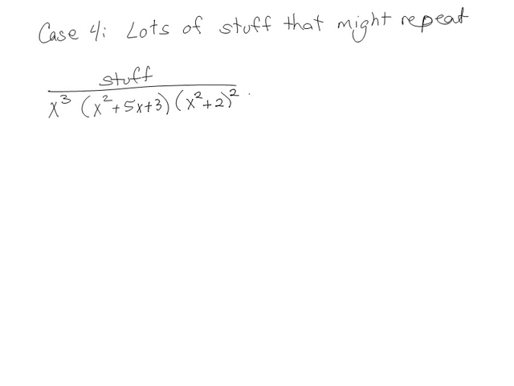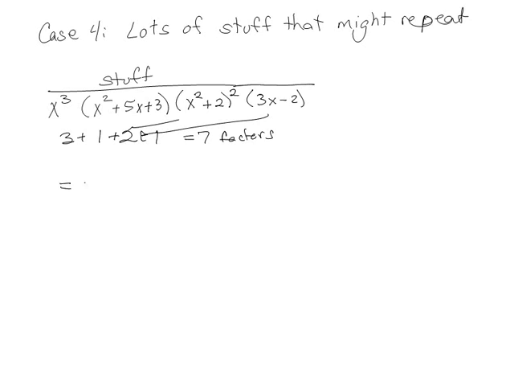And then I have, let's make more. Let's do 3x minus 2. All right, so if I look here, I have 3 factors, I have 1 factor, I have 2 factors, and then I have 1. So I have 4, 5, 6, 7. So I have 7 factors total. So that means I'm actually going to have 7 equal signs.